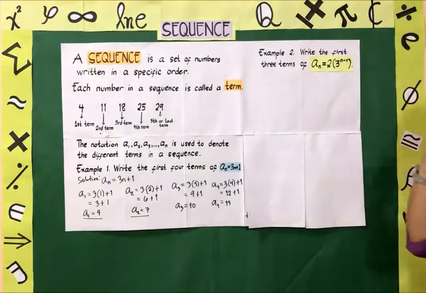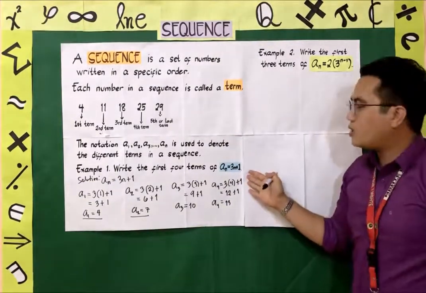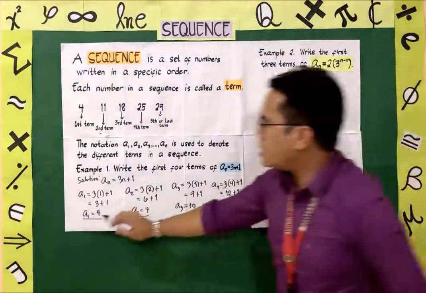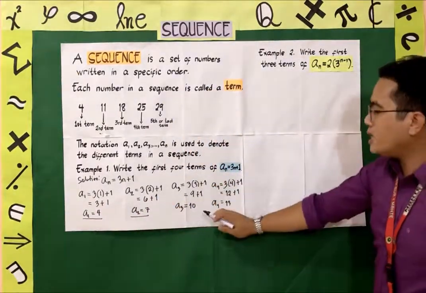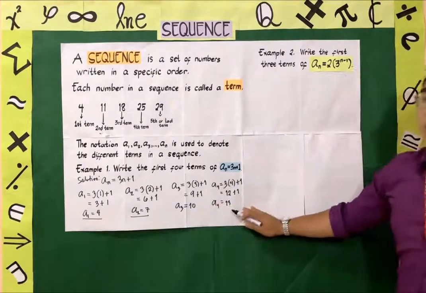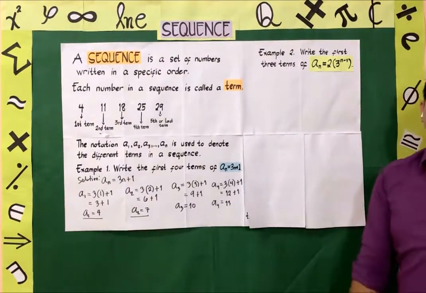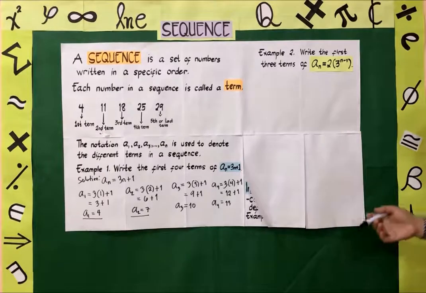So the first 4 terms of a sub n is equals to 3n plus 1. The first is 4. The second is 7. The third is 10. And the fourth one is 13. Okay, let's have another example.